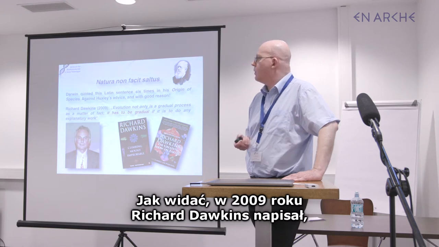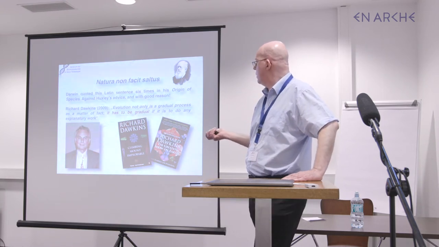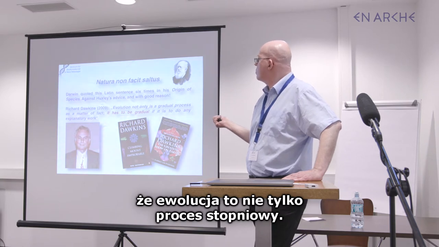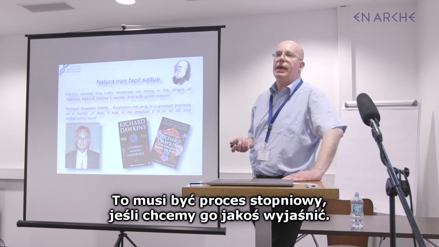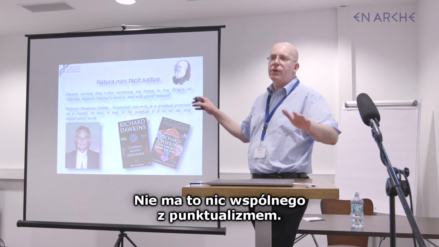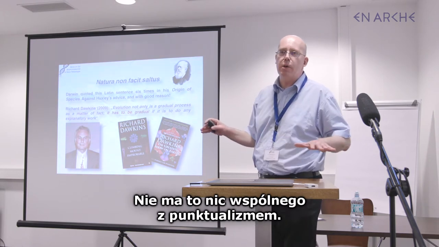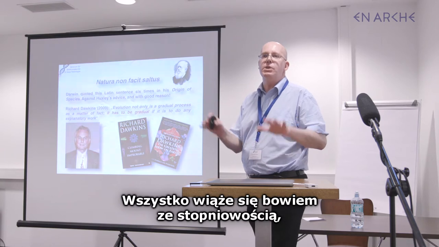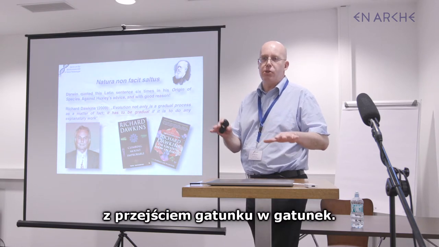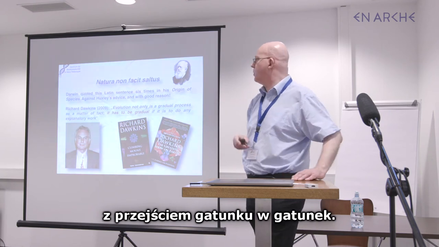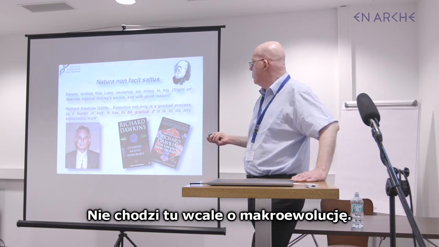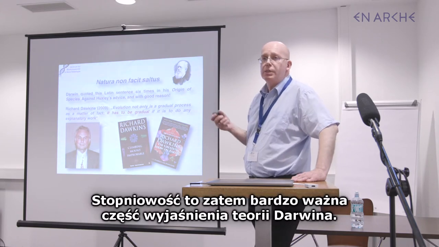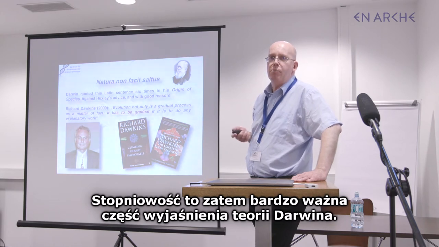You can see in Richard Dawkins' writings, in 2009 he wrote in The Greatest Show on Earth, evolution not only is a gradual process, as a matter of fact, it has to be gradual if it is to do any explanatory work. And by the way, this has nothing to do with stuff like punctuated equilibria. Punctuated equilibria of Gould is still a kind of gradualism. This affects just specific species-to-species transitions, not what we would call macroevolution. So gradualism is very essential to the explanatory power of the Darwinian or neo-Darwinian paradigm.